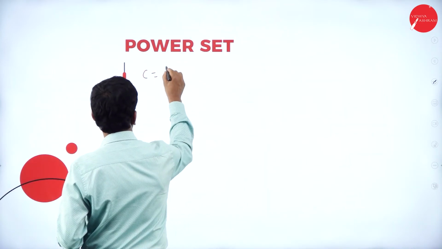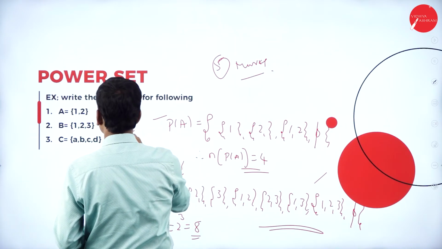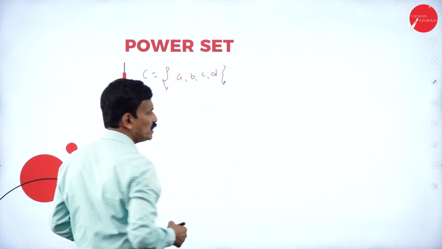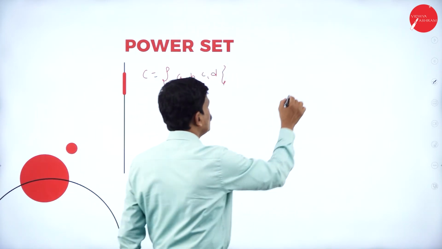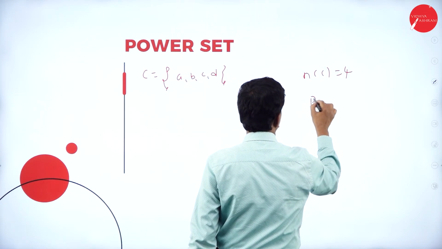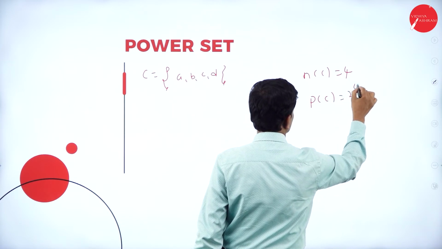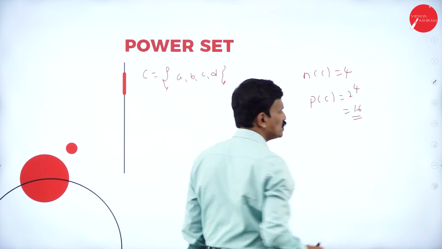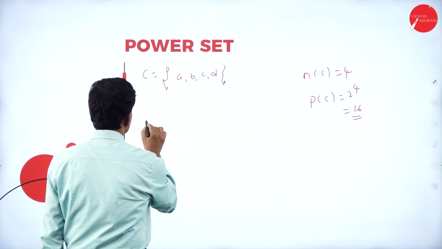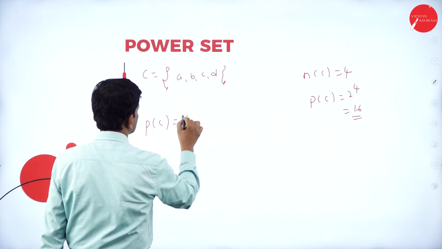What is C? Come to the third one. C, that is {A, B, C, D}. So how many elements are there? 4. The number of elements in C, n(C), is equal to 4. Therefore, the power set of C has 2 to the power of 4 elements. 2 to the power of 4 means 16. 2, 4, 8, 16. Let us check whether we will get 16 subsets or not.